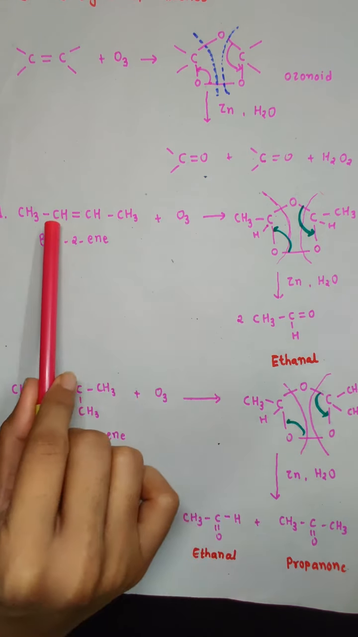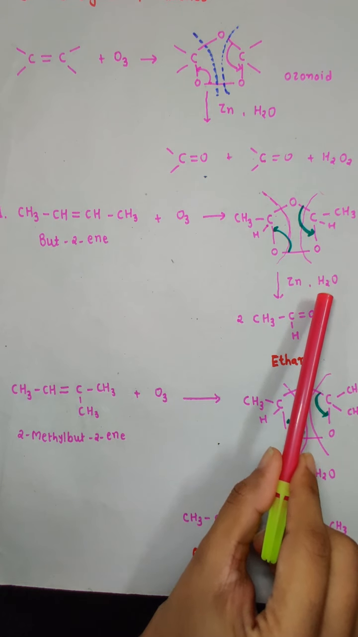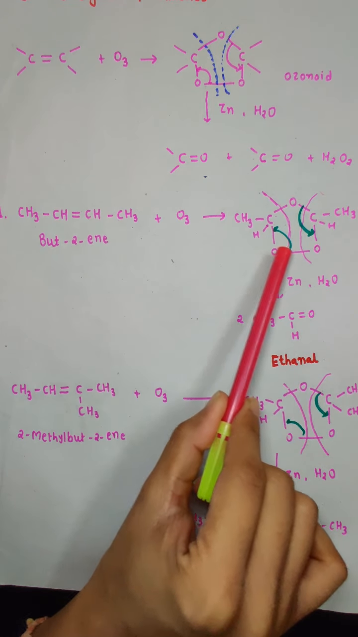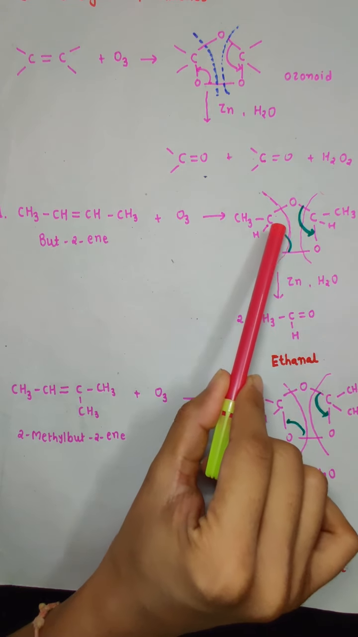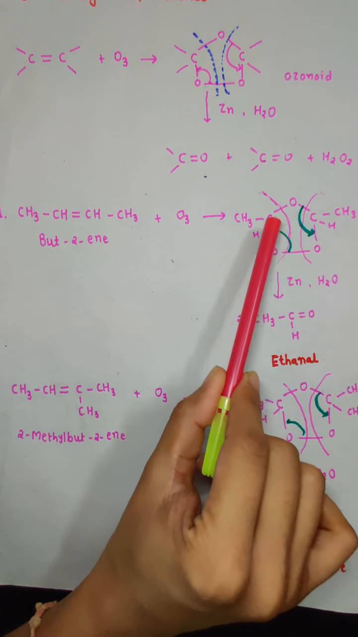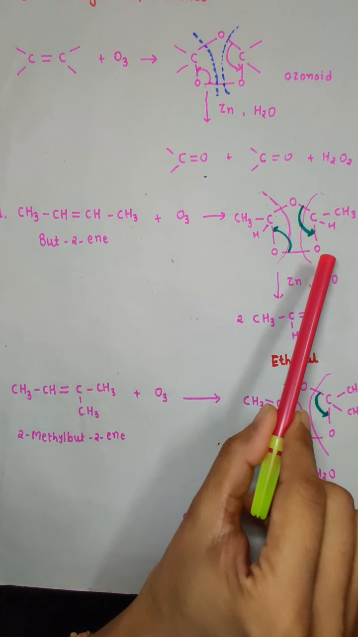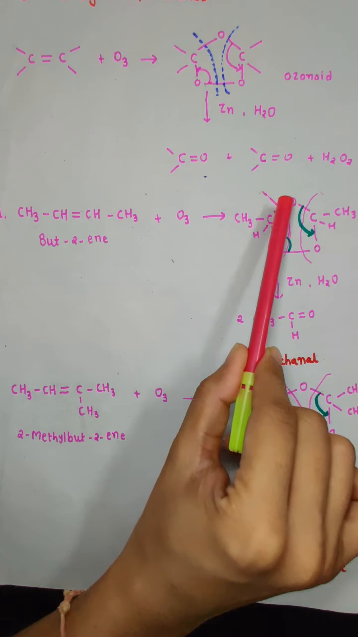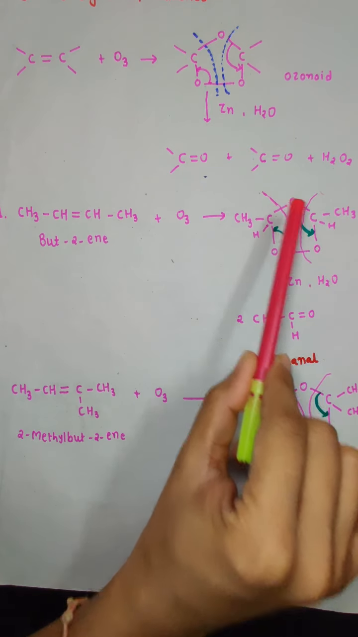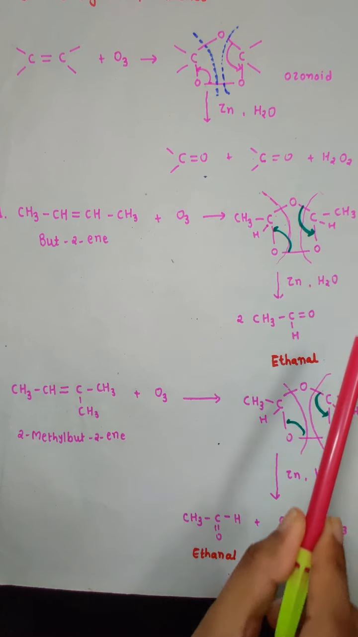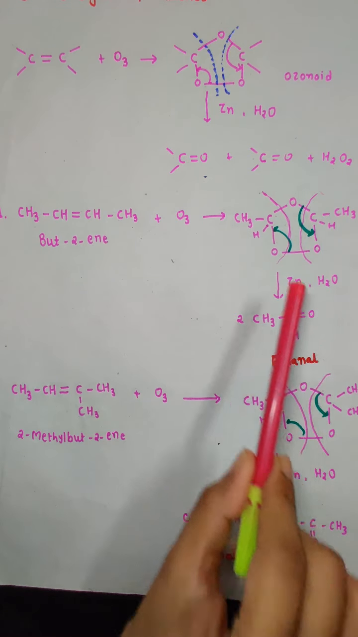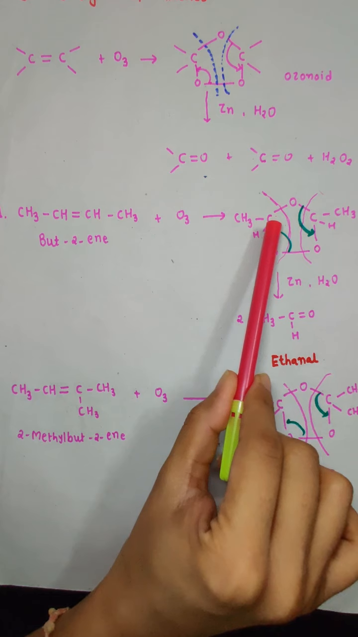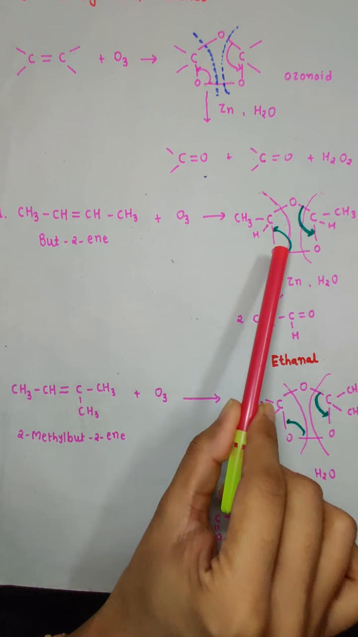Now this ozonoid on reaction with zinc and water becomes highly unstable. So it undergoes cleavage of bonds. As you can see, this lower bond shifts between this carbon and oxygen atom, and this upper bond shifts between this carbon and oxygen atom. So this oxygen which is left moves with H2O to give you H2O2. Now since this bond has shifted here you get carbon double bond oxygen.